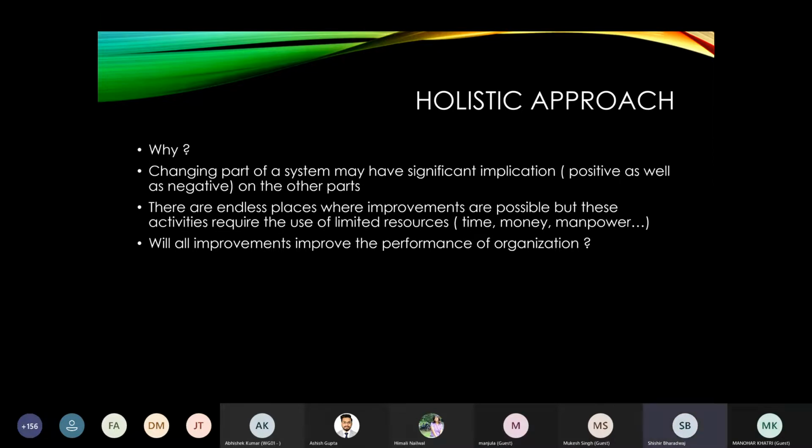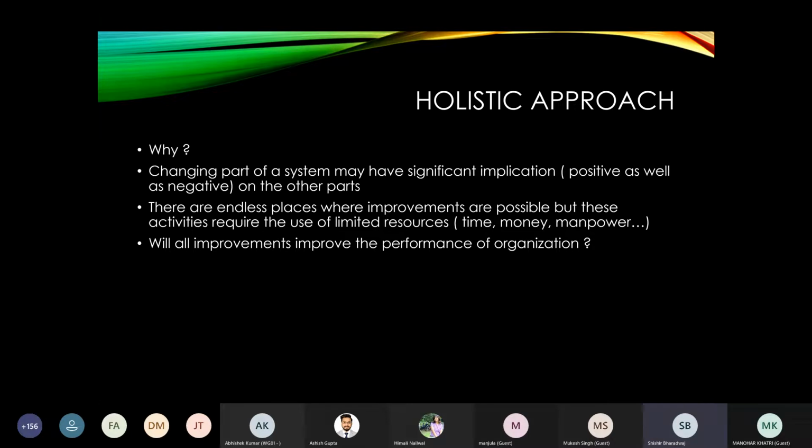The second aspect here is there are endless places where improvements are possible, but these activities require the use of limited resources. And then the most important question is, will all improvements improve the performance of an organization?